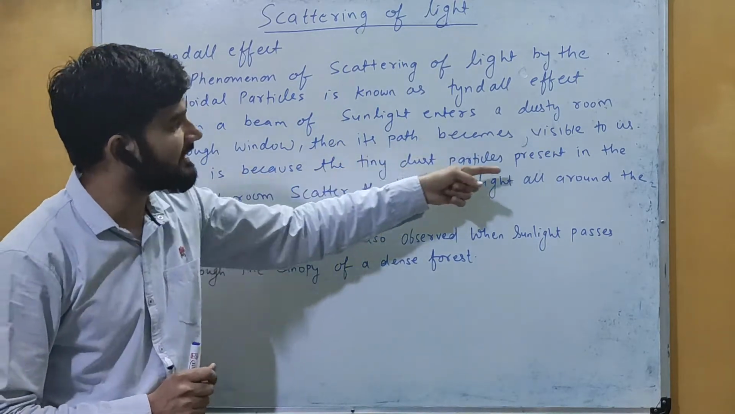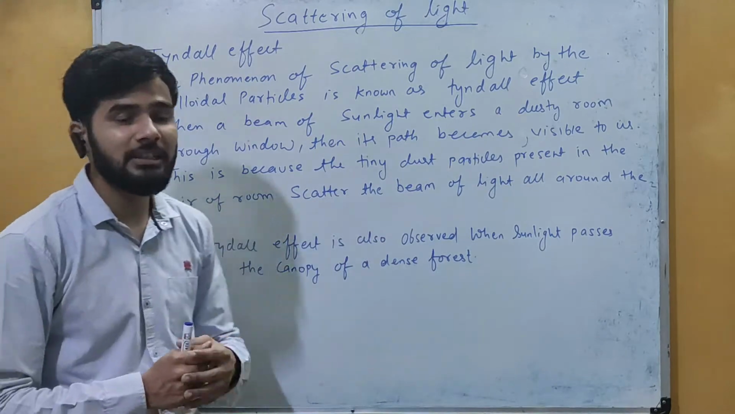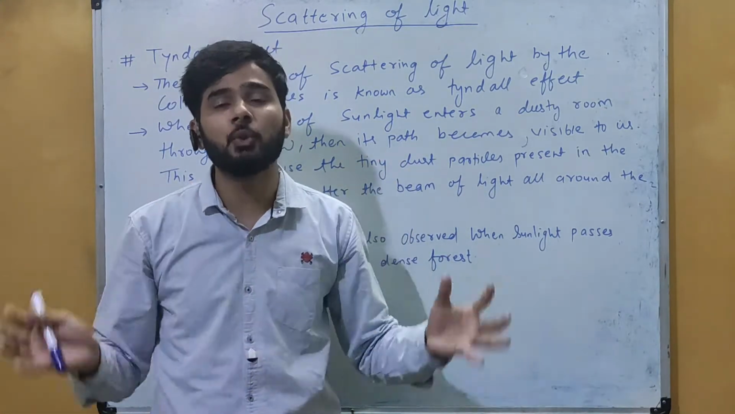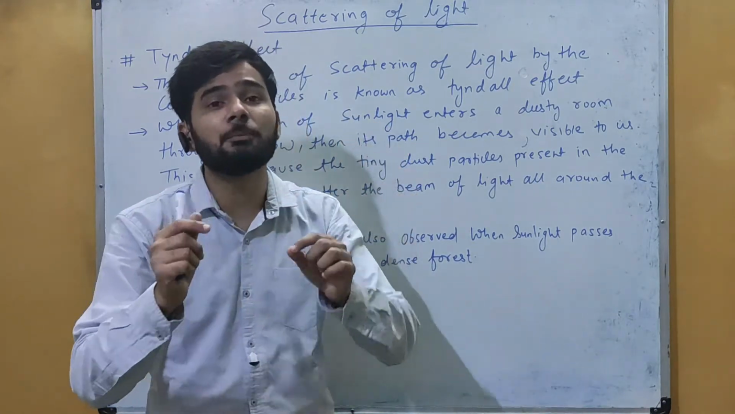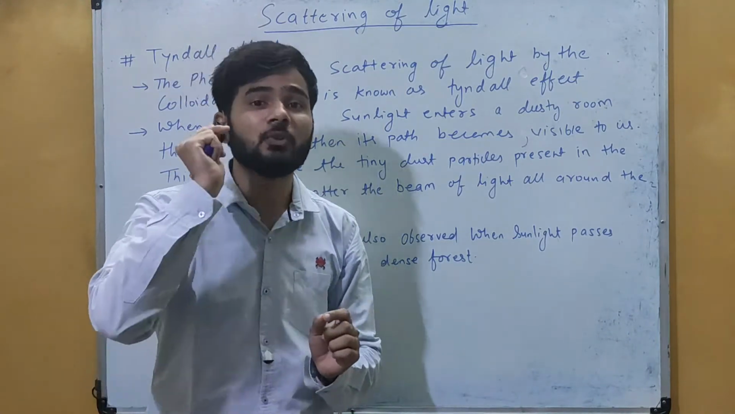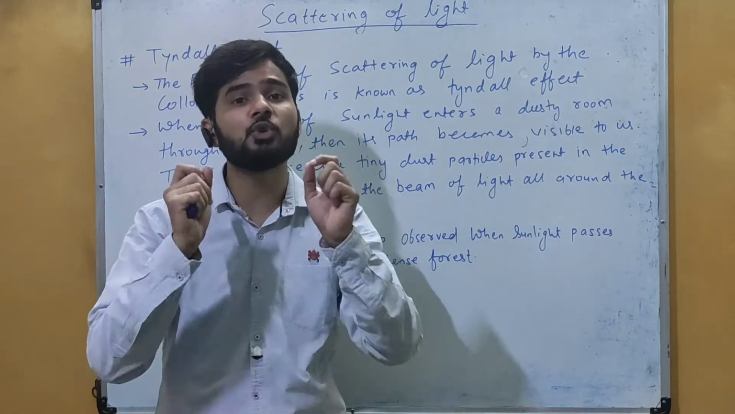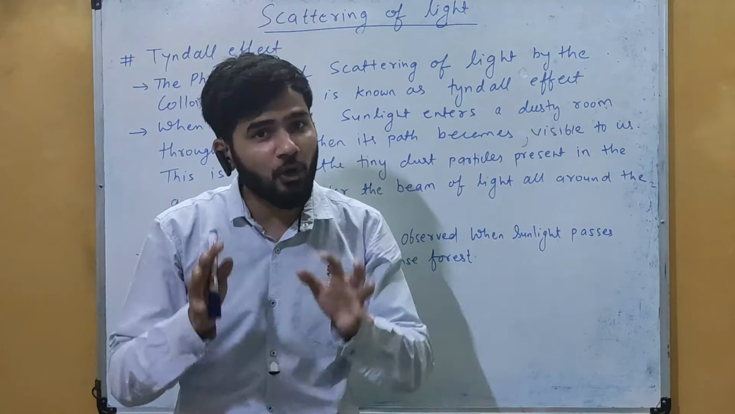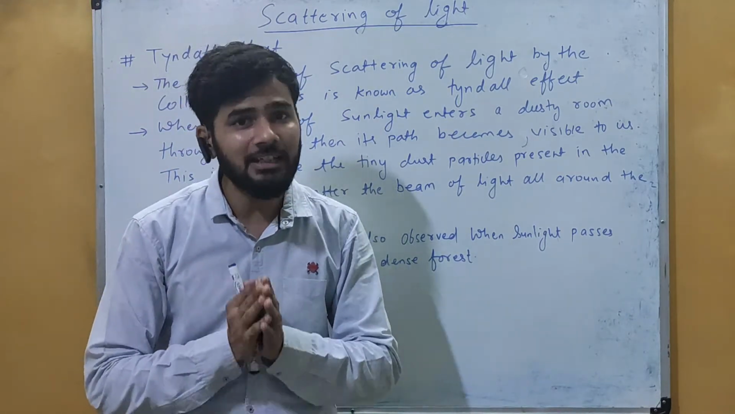This is because the tiny dust particles present in the air of the room scatter the beam of light all around the room. You might have observed this, that from a window in a closed room, the light enters. Then you might see the dust particles in that path of light. और वहां पर आप कह सकते हो कि because of that scattering of light that path of light is visible to us. और वहां पर जो पार्टिकल की साइज होती है उसकी वजह से हम कह सकते हैं that's a kind of colloidal solution. और वहां से जो स्कैटरिंग होती है, that is called the Tyndall effect.